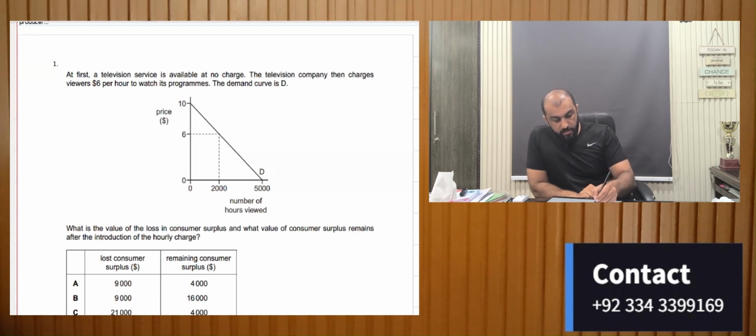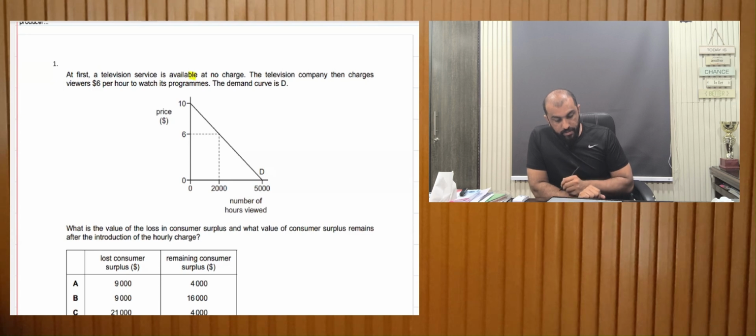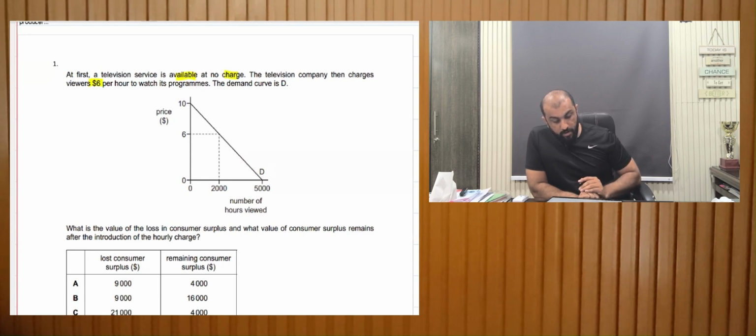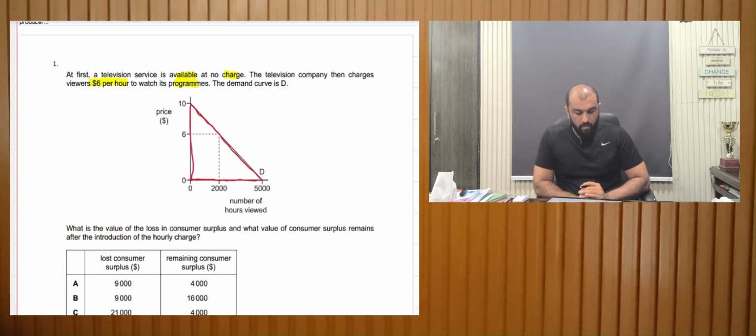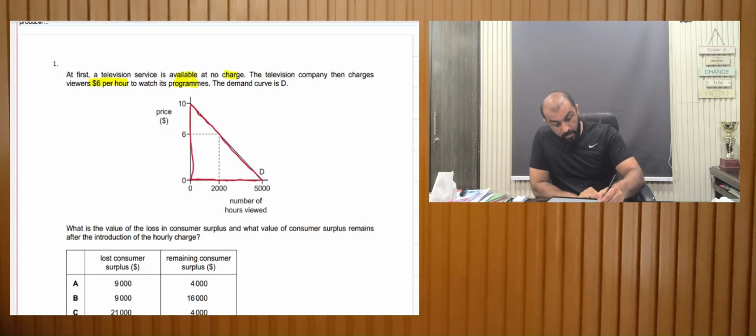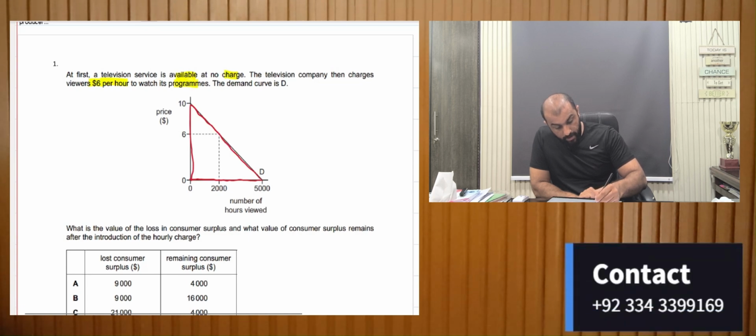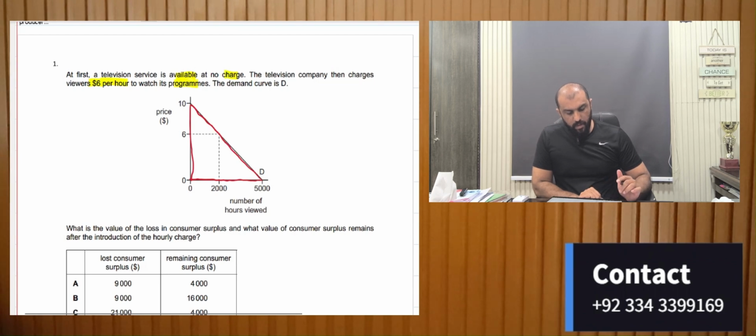At first, television services were available at no charge. The television company then charges viewers $6 per hour to watch programs. The demand curve is D. Now, initially, this entire area was my consumer surplus, the one shaded with the red, the entire triangle. Now, the consumer surplus is $6 and above. Only the triangle is my consumer surplus. Let's look at the options.